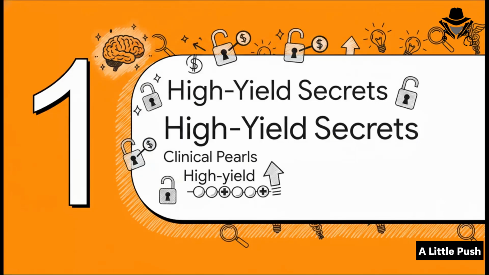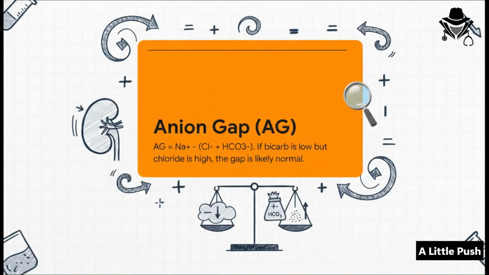Section 2, High-Yield Clinical Secrets. Okay, so you've got the HARDUPS mnemonic locked in. Nice. But let's take it a step further. I want to share a few insider diagnostic secrets that'll guarantee you some easy board points.